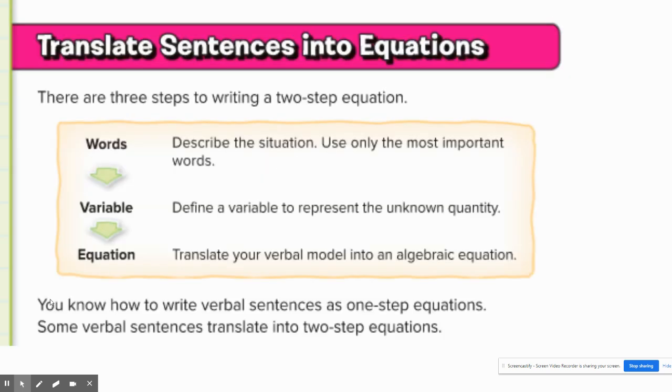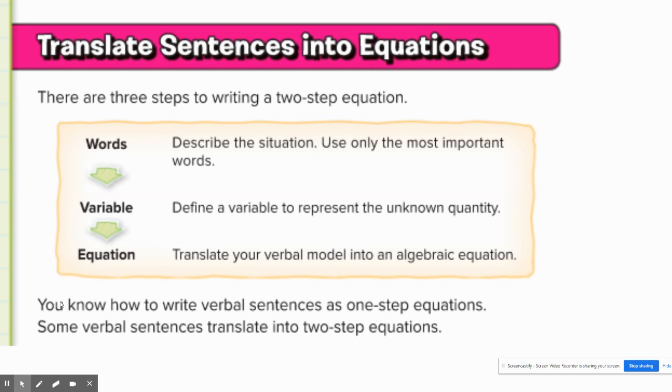We're going to write two-step equations. It is from the book, chapter 2, lesson 3. If you wanted to go to it, translate sentences into equations. There are 3 steps to writing a two-step equation. Words: they'll give you the words, so you don't have to do that step. The variable: you need to define a variable to represent the unknown quantity.